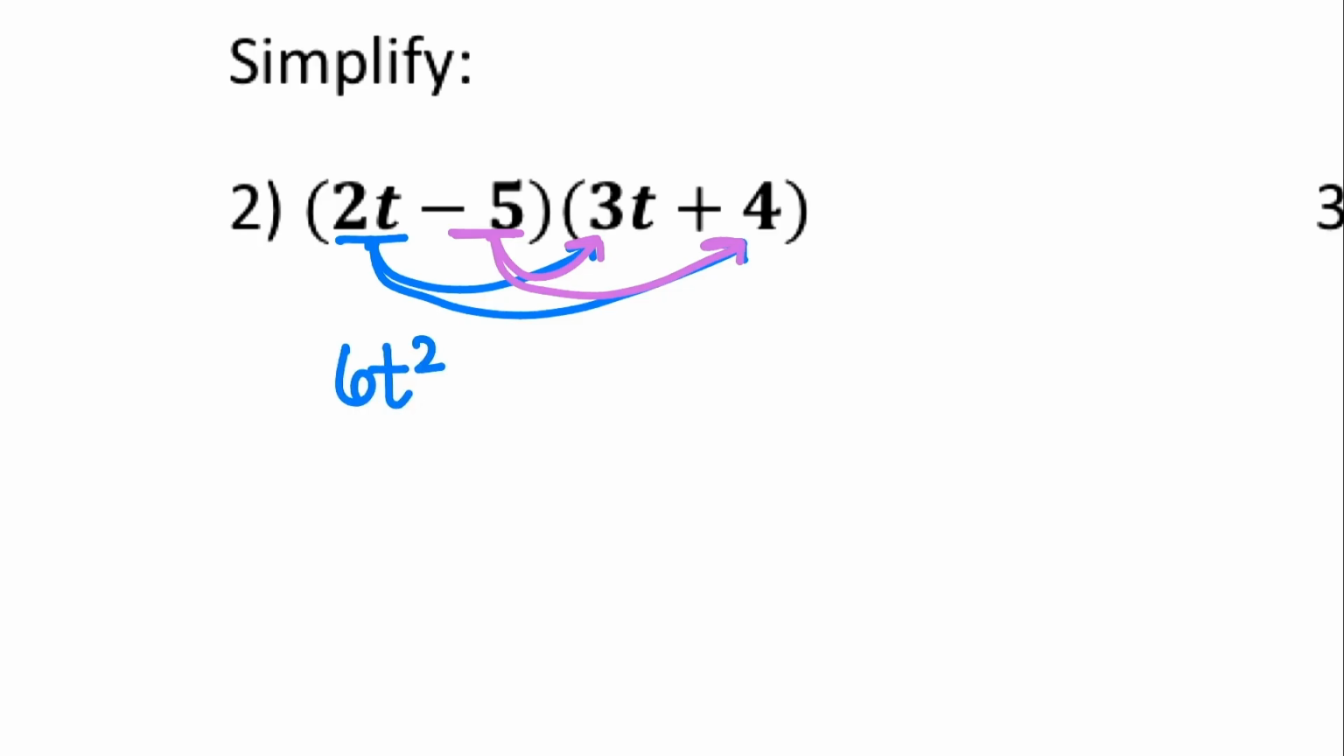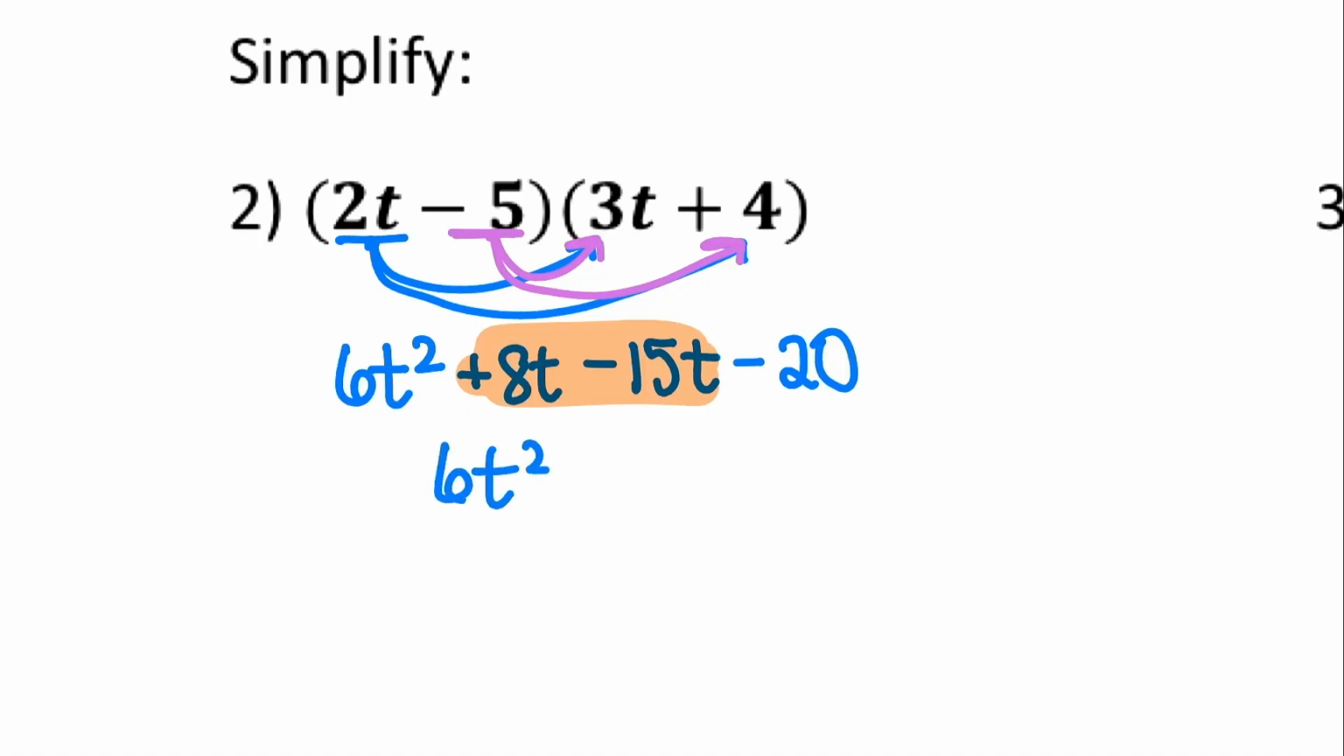So the product of the first two terms is 6t squared. The product of our outer terms is 8t. The product of our inner terms is negative 15t, and the product of our last terms is negative 20. We can go ahead and combine these two. 8 minus 15 is negative 7. So we'll get 6t squared, negative 7t, minus 20.